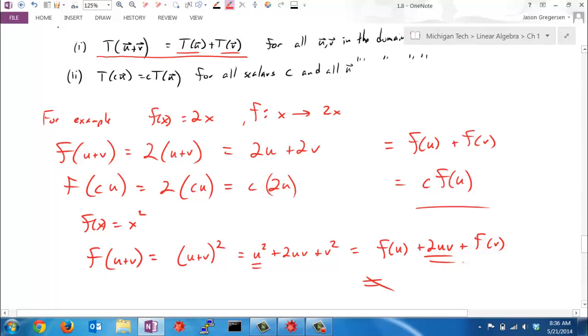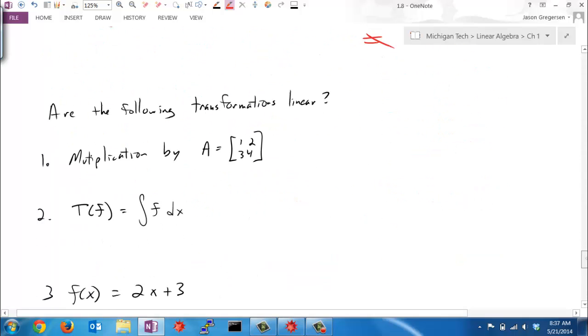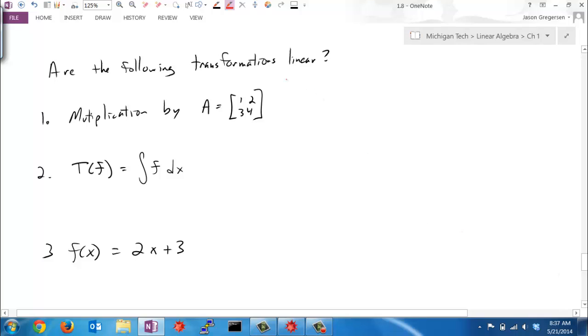So in general, in most cases, those properties don't work. They only work in special cases, and when we see those special cases, we call those transformations linear. All right, any questions about these? Good, and I have 3 for you. Try these 3. Show that these transformations are linear.